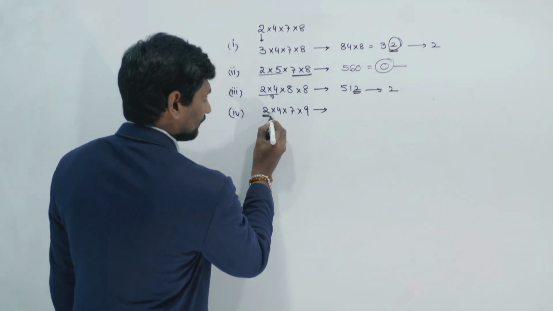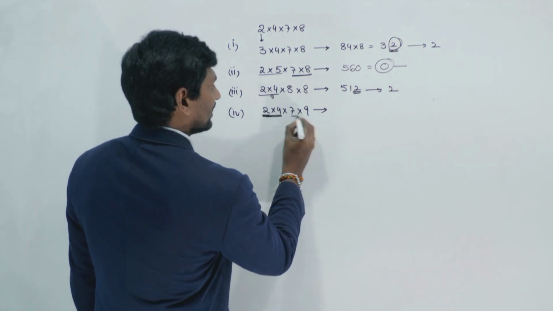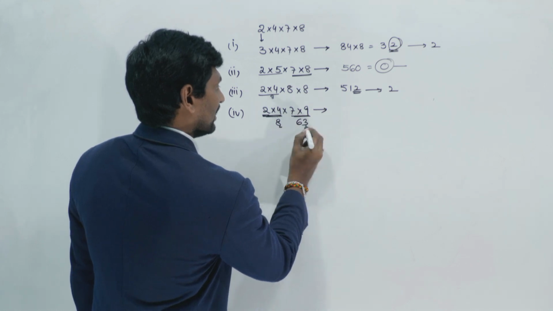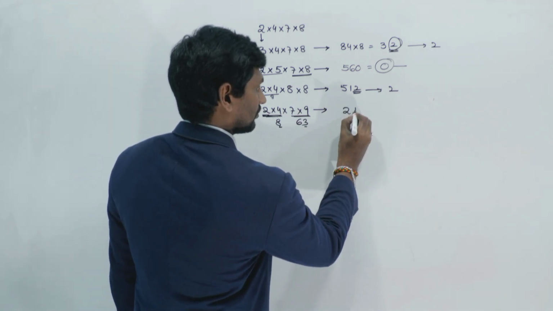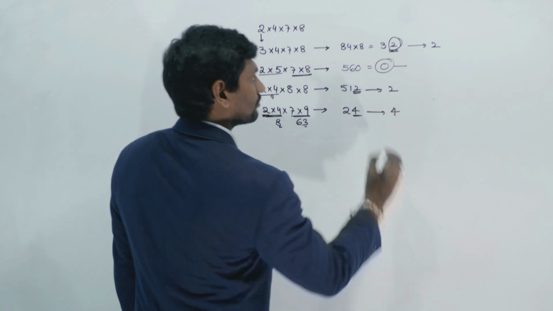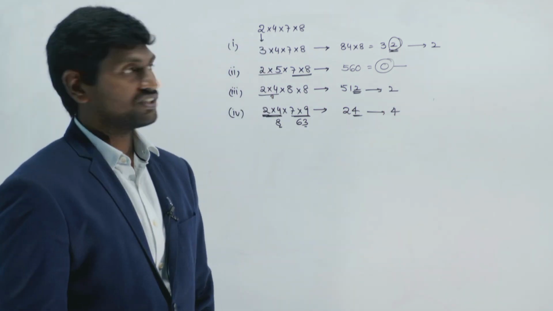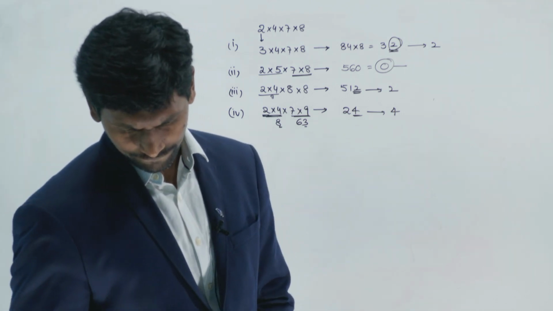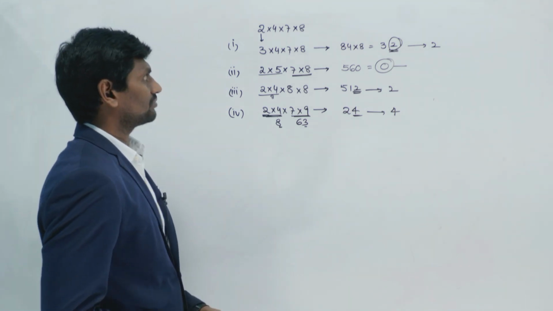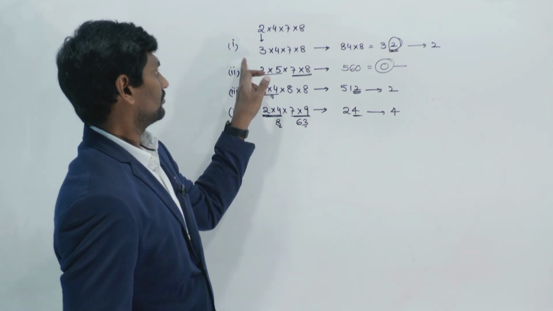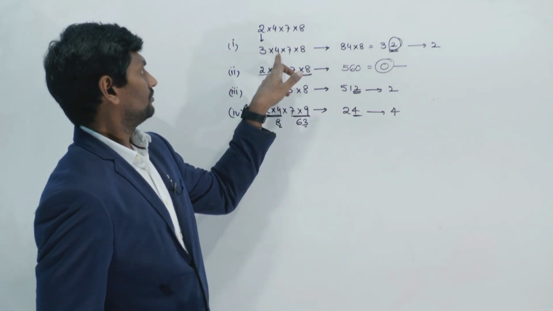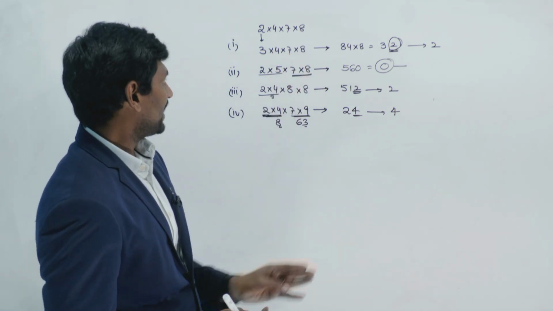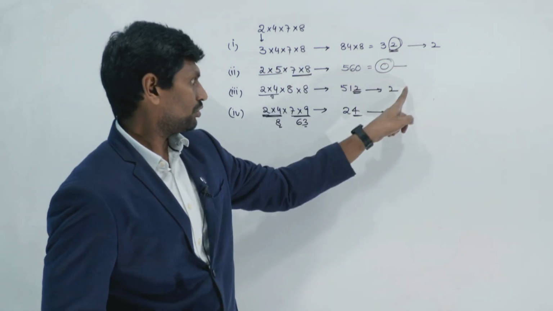Here, 2 4s are 8 and this one is 63. 8 3s are 24. So whenever we get the value here, it is increased by 4. Am I right? Yeah. So the minimum value is actually among them 2, 2, 4.